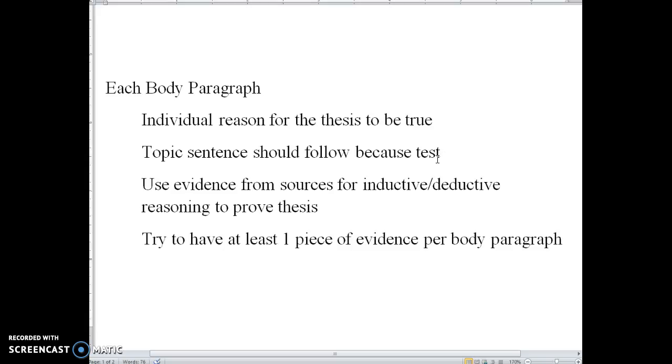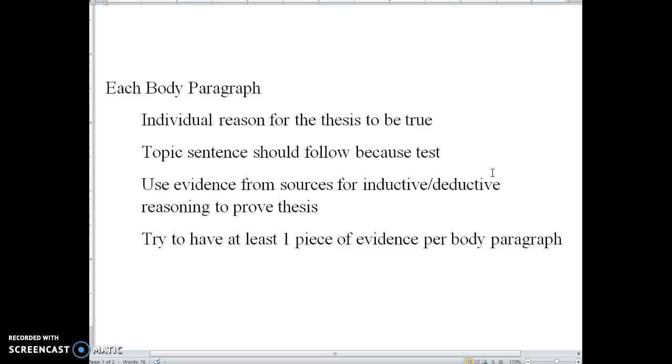But in other words, as I told you before, you should be able to read your thesis, say in your mind the word because, then read your reason or your topic sentence, and it should make sense grammatically. That's a good way to make sure your structure is clear. Then in the paragraph, you can't just say your reason and hope your reader believes you. You have to actually prove it.